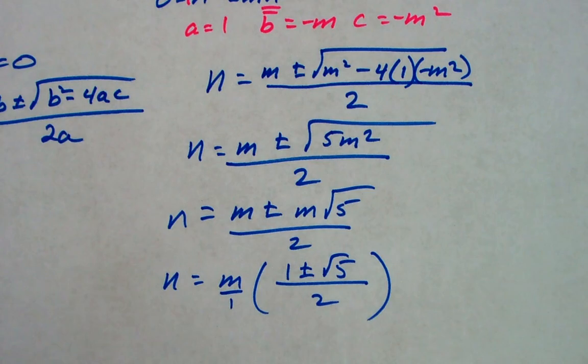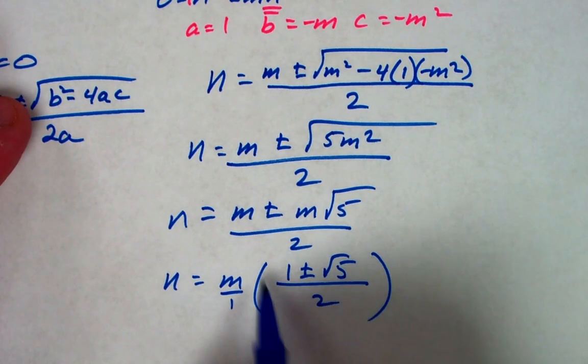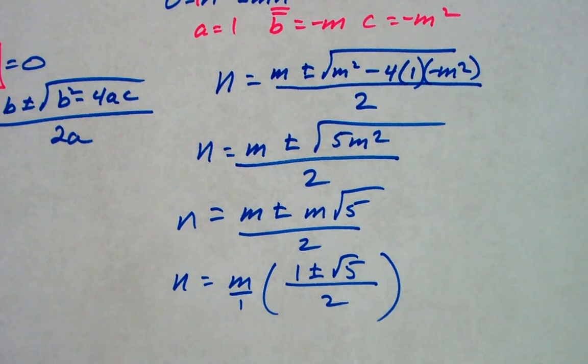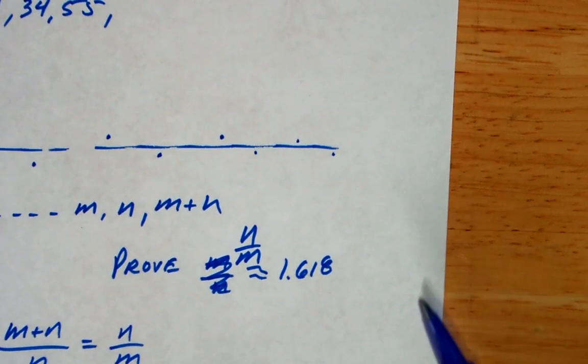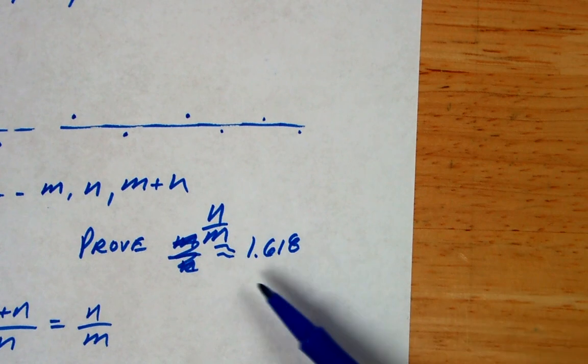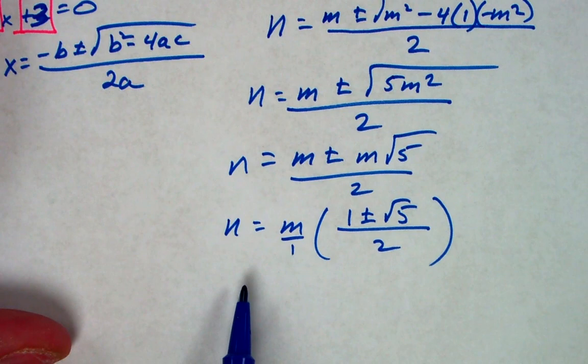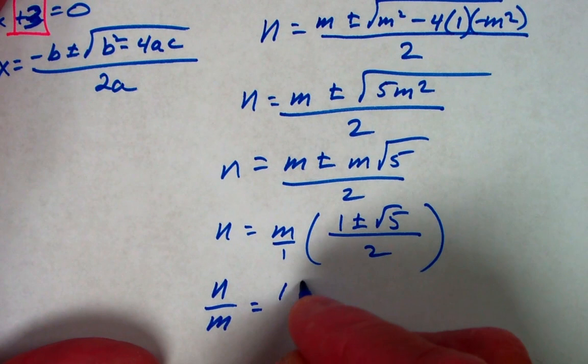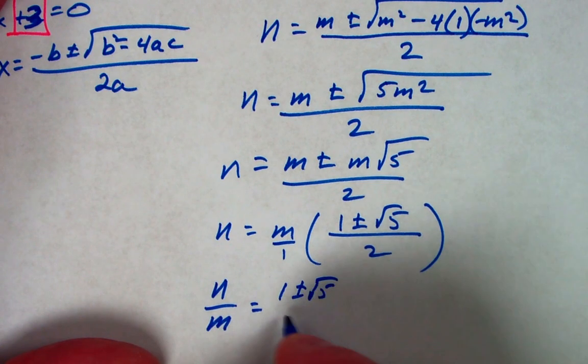Okay? But either way, I could have pulled an M out of the top and a 1 out of the bottom, but you'll see why I'm doing that here in just a second. I could have done it that way instead, and it would have worked out the same. So my goal was to show that N over M is equal to 1.618. So, what should I do? Divide by M. N over M equals 1 plus or minus the square root of 5 over 2.